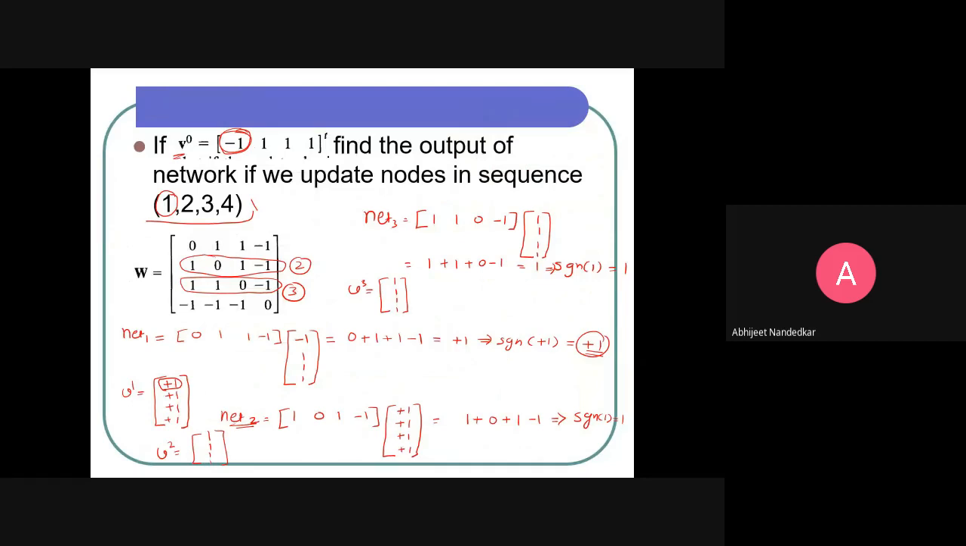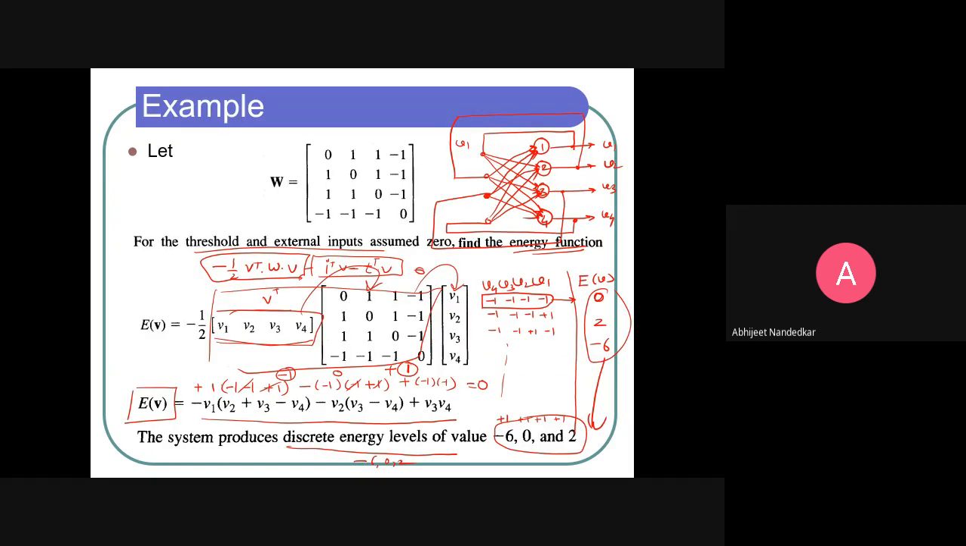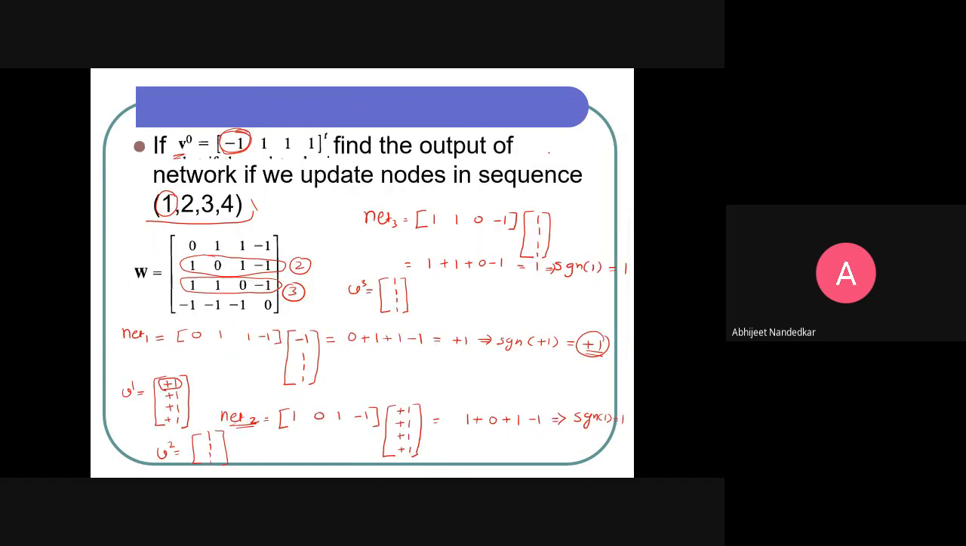Now the next question: if V0, that is the initial vector, is -1, 1, 1, 1, find the output of the network if we update nodes in sequence 1, 2, 3, 4. So what it means is, some initial V is given to us, and we have decided that we will update this network using the sequence: first node first, then second, then third, then fourth. Okay, so then find the output of the network.